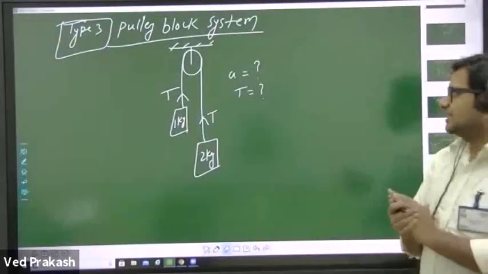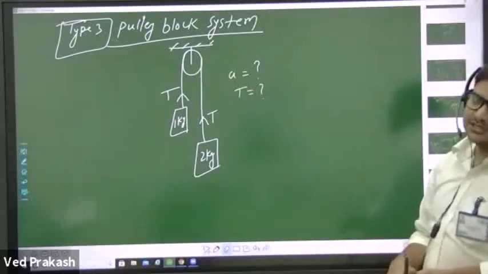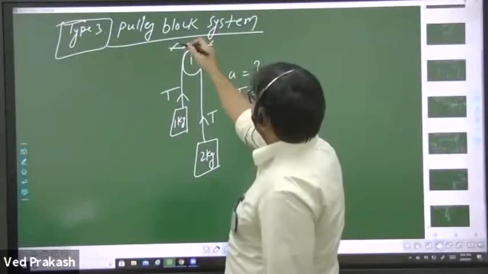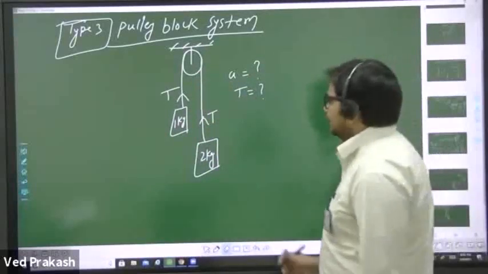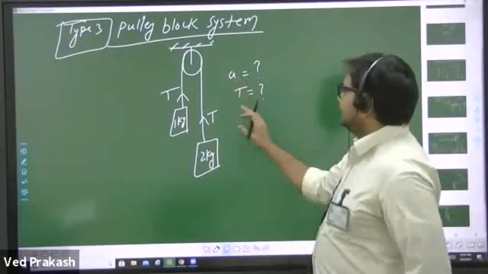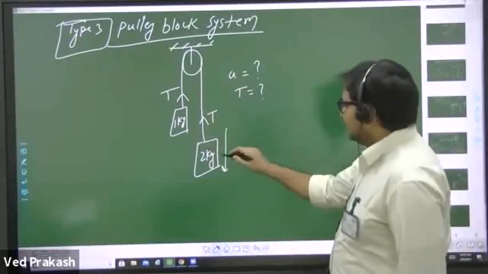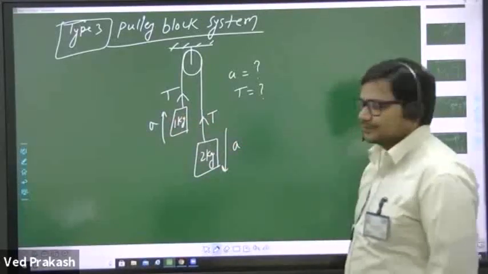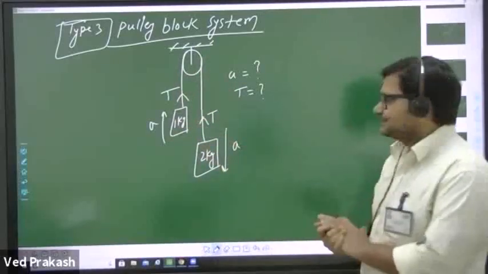Now we'll try to solve our third type of problem, which is based on a pulley block system. Here one pulley is attached to the ceiling and 2 blocks are hanged with the help of a rope. The mass of this block is 2 kg and this block is 1 kg. To find the acceleration and tension in this rope, we have to take some variables. Let's say this block is moving downward with acceleration A and this one is moving upward with the same acceleration A. Since they are connected through a single rope, the tension on both sides will be the same.